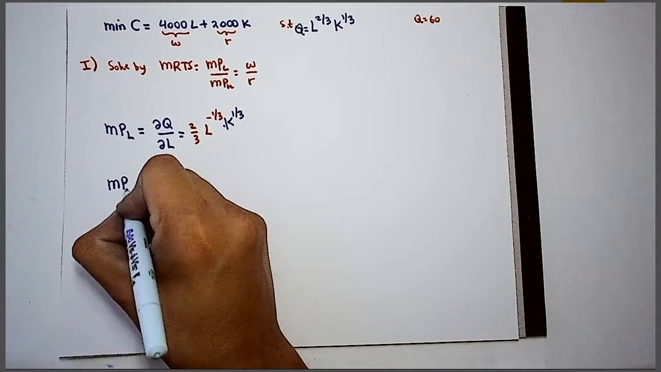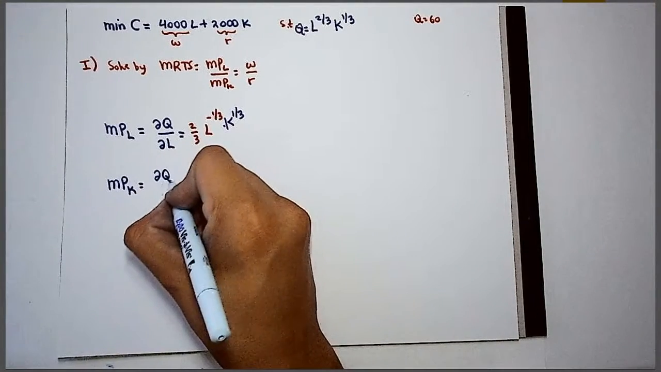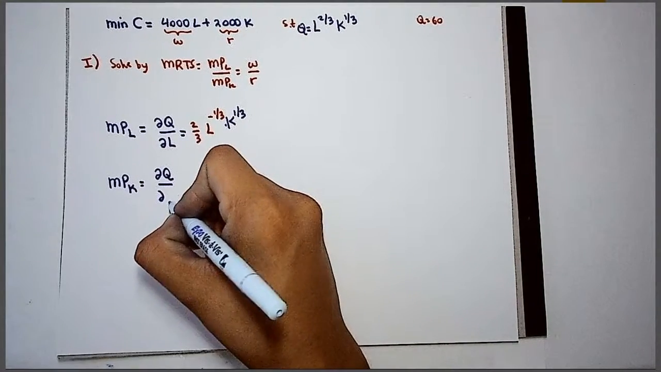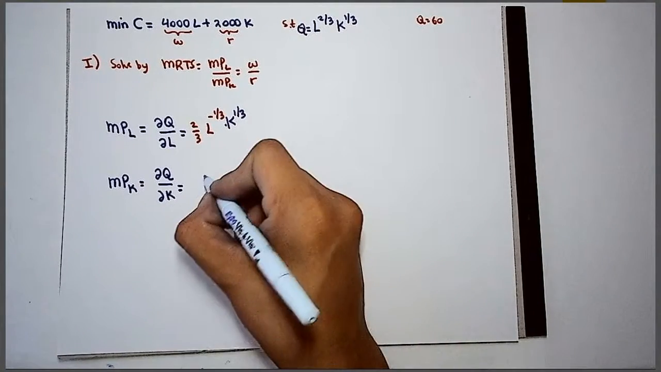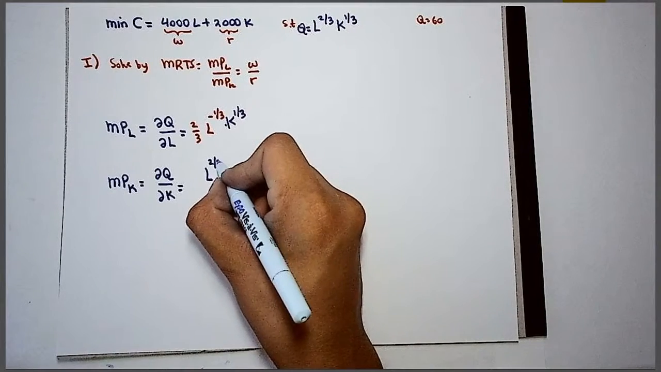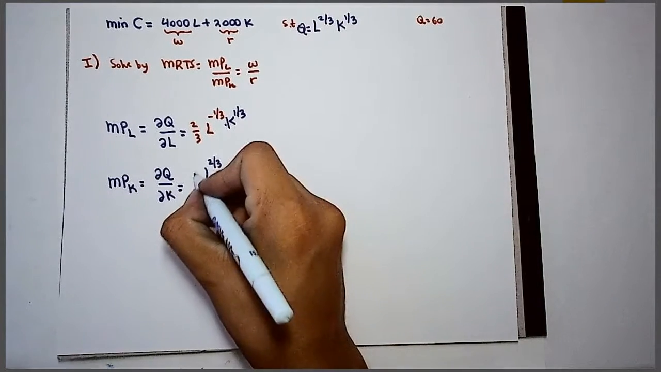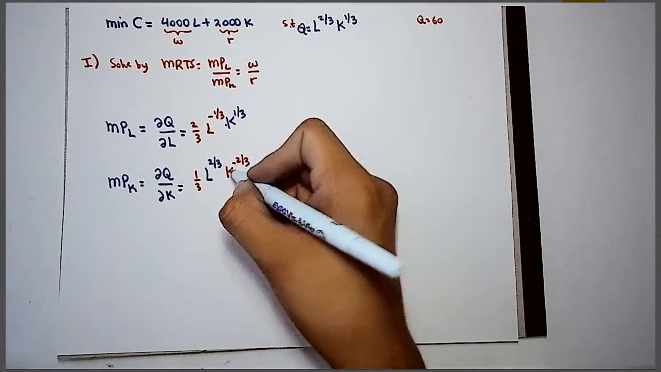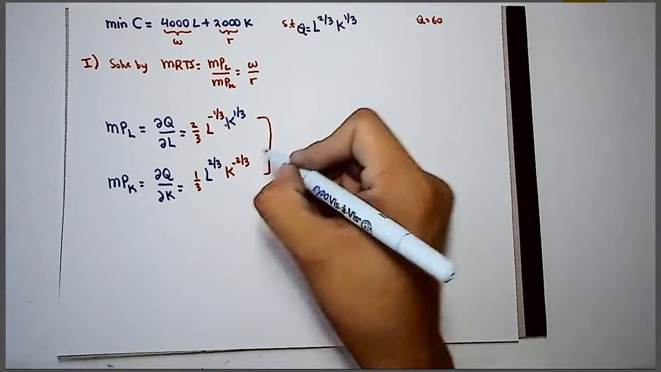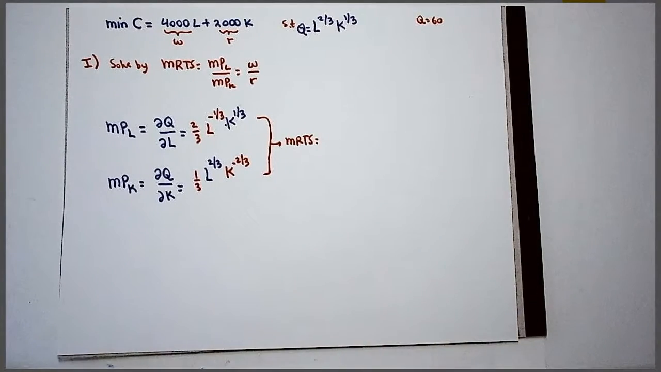Then the marginal productivity with respect to capital. This is the derivative of the production function with respect to capital. Here the constant part is L to the 2/3, and the derivative of K to the 1/3 is 1/3 K to the minus 2/3. The marginal rate of technical substitution is the ratio of the two.